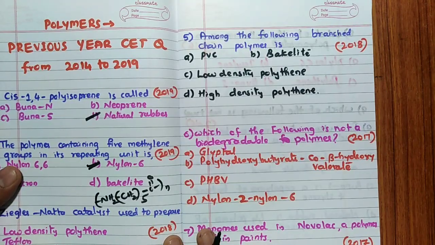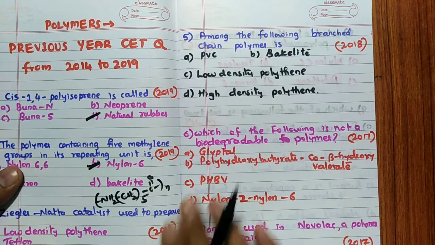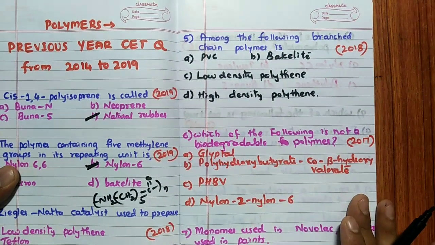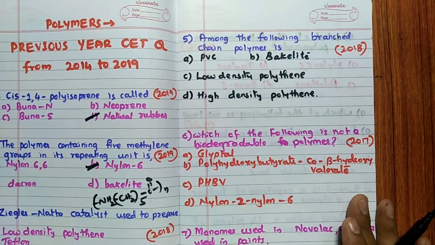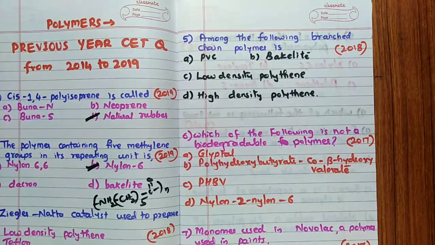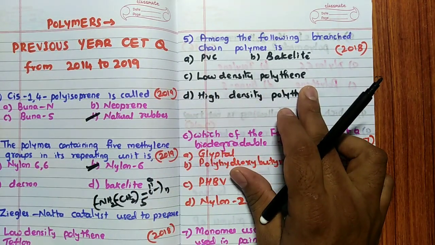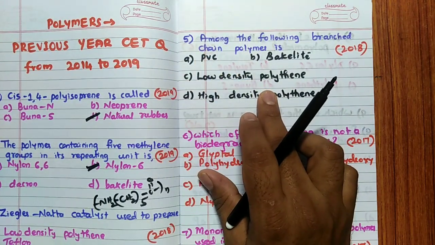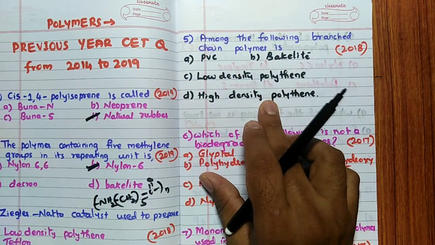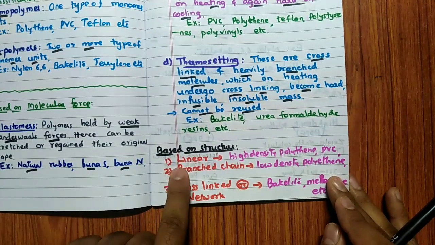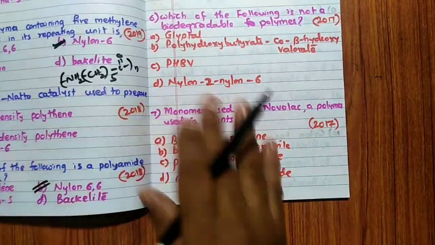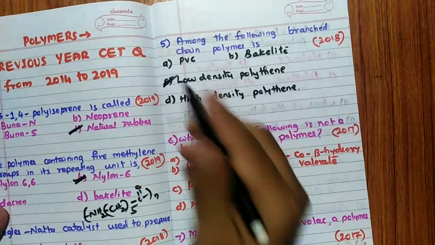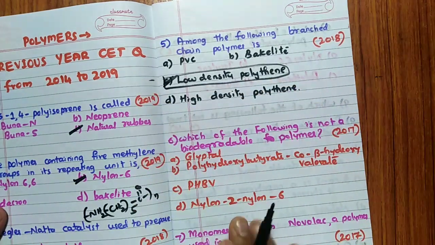Then among the following, the branched chain polymer. Bakelite comes under network polymer, right? PVC and high density polyethylene come under the linear polymer. Low density polyethylene is branched chain. Hence the answer for this question is the fifth one. Remember, the answer for this question is 5.